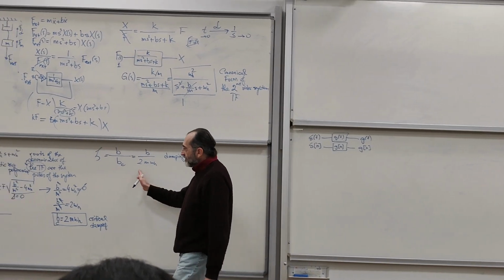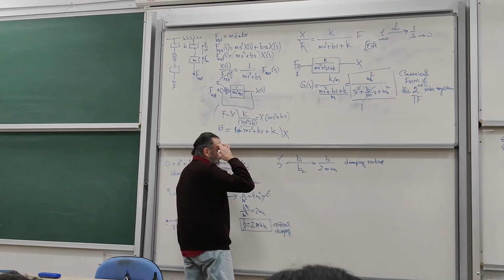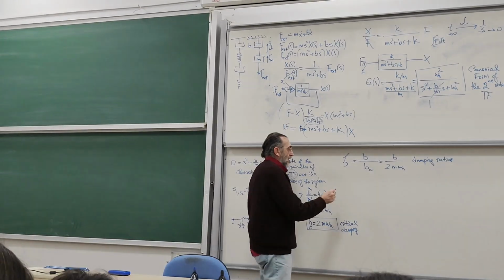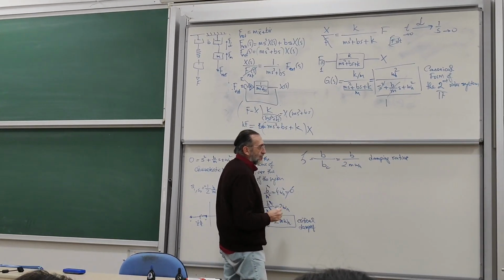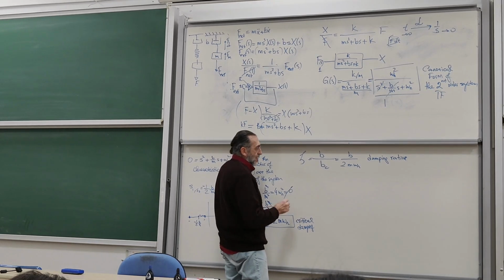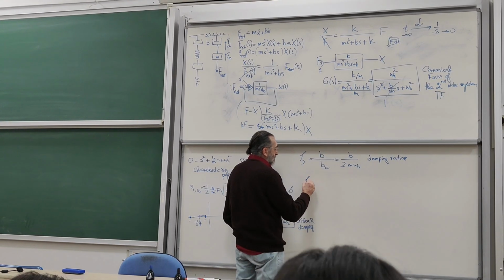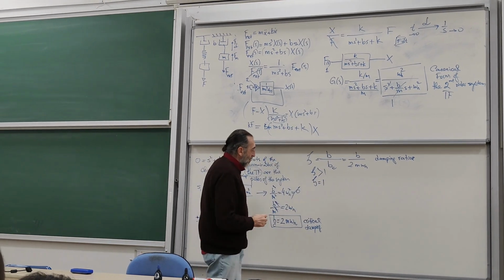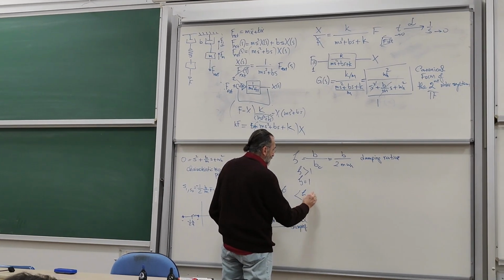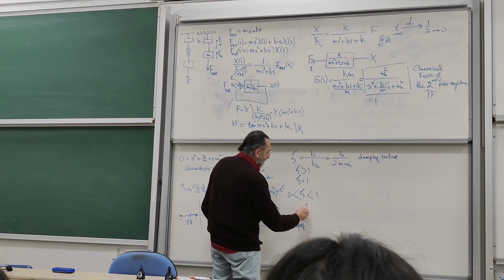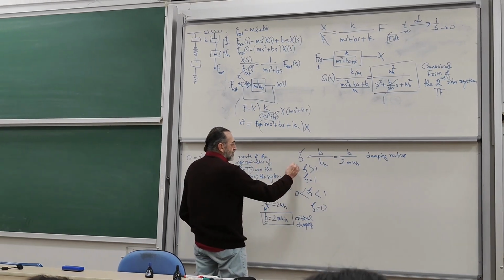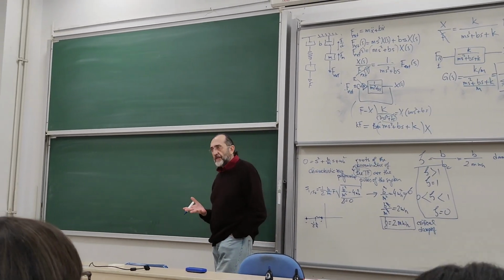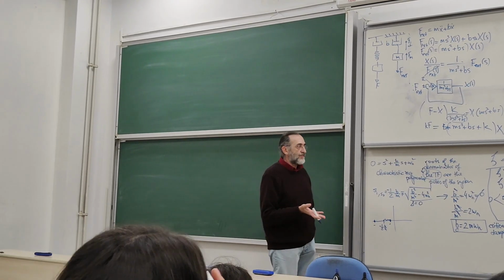And it is critical because if zeta is equal to 1, or if zeta is greater than 1, or if zeta is between 1 and 0, or if zeta is 0, that gives us 4 different cases. That's going to determine the response of the system.